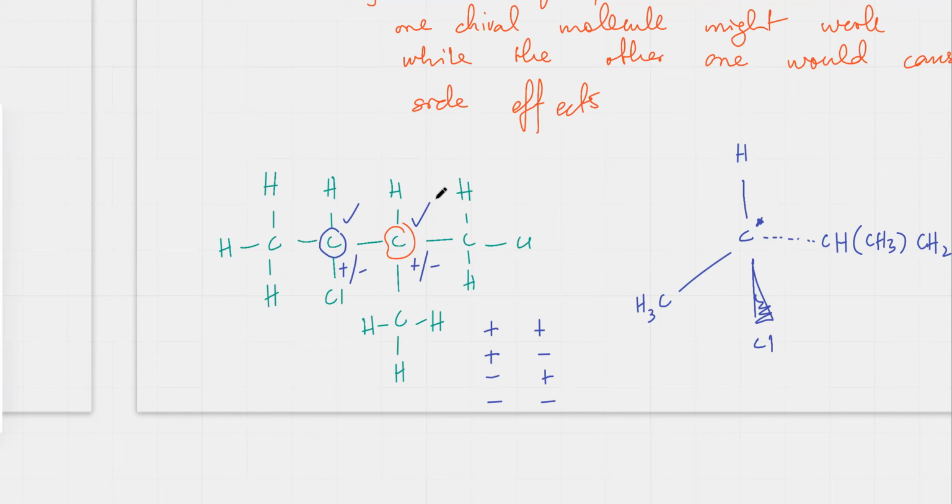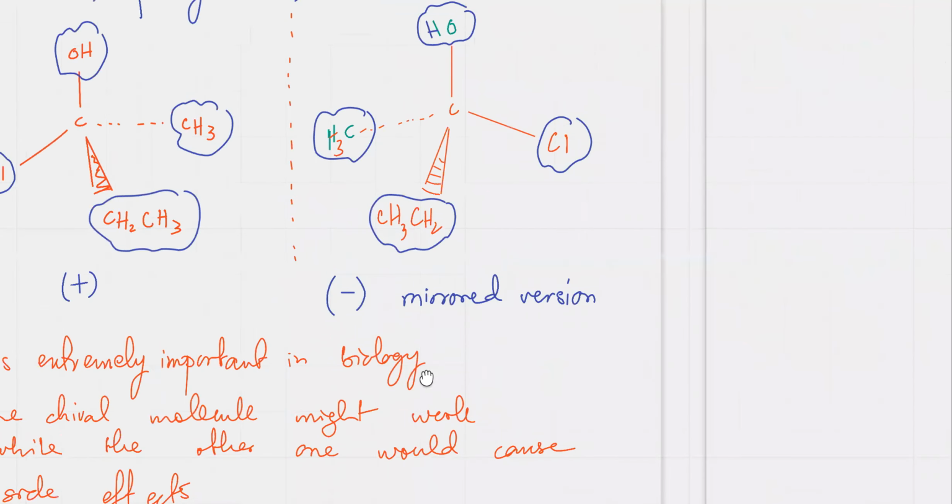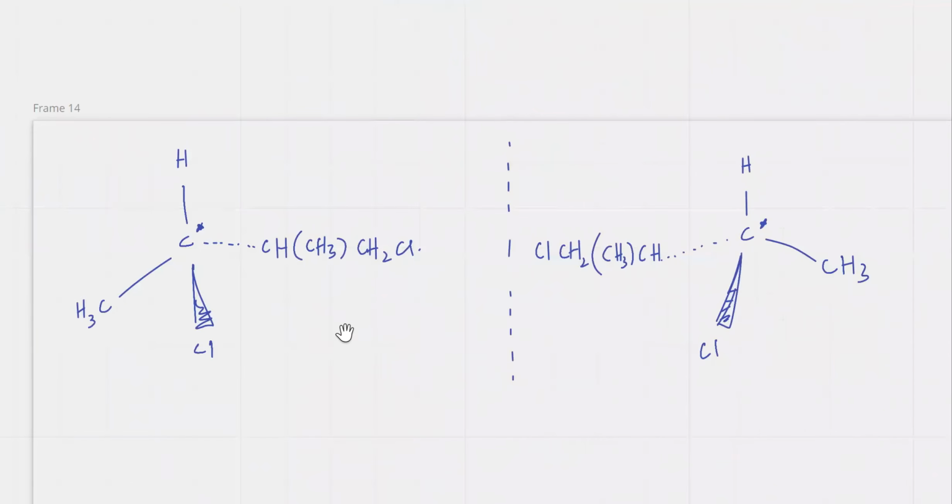So if a molecule has two chiral carbon atoms, just remember that a chiral carbon atom would have two different shapes. So it could either be this shape or this shape. It could either be the plus version of the molecule or the minus version of the molecule. So that particular carbon atom could have two different shapes.